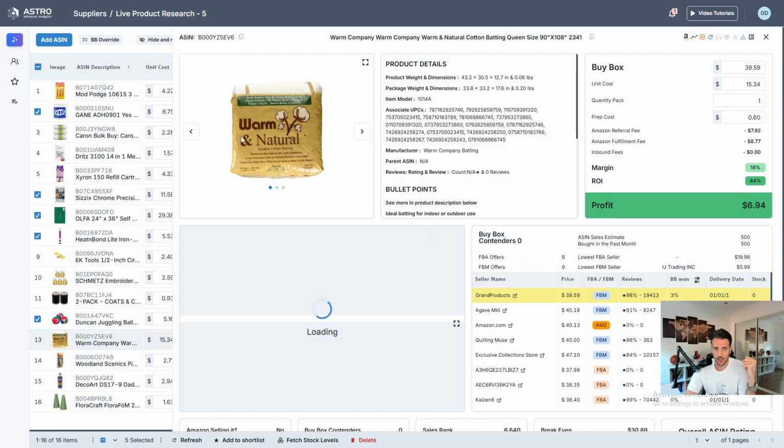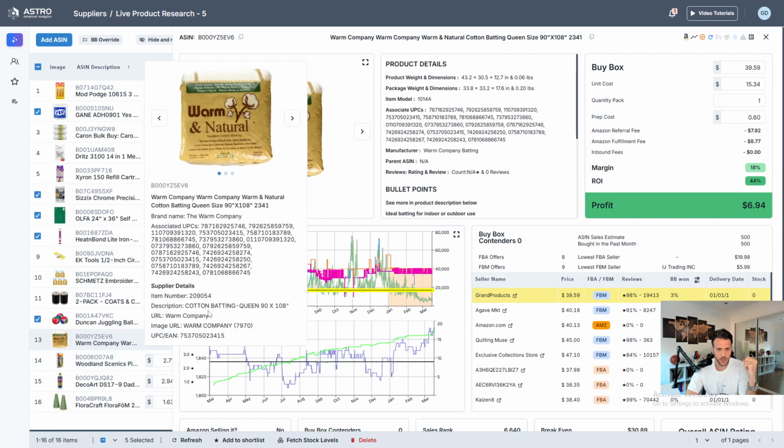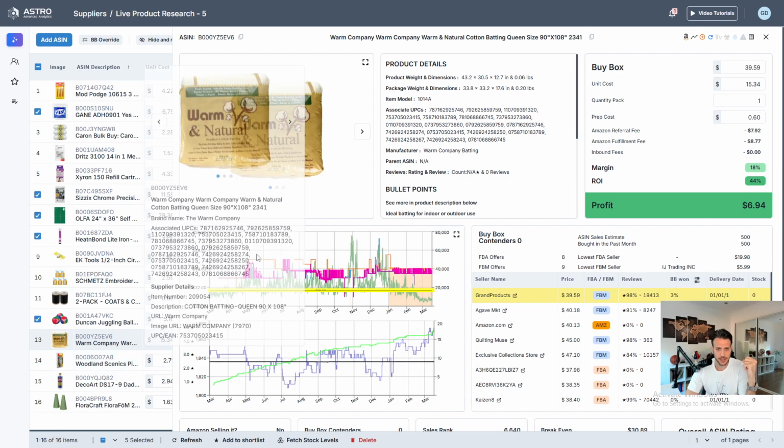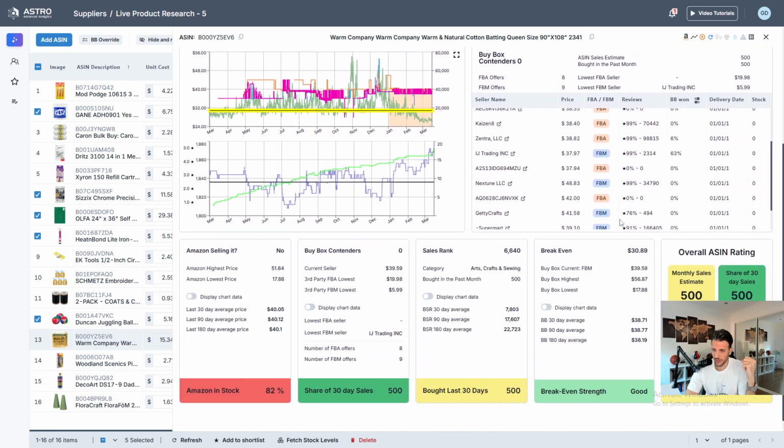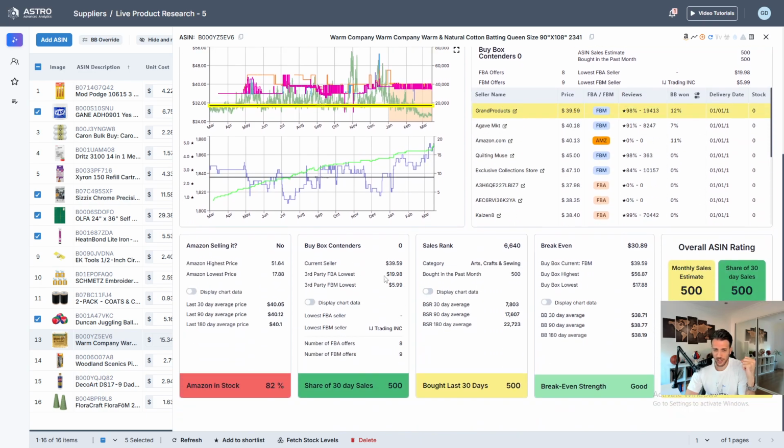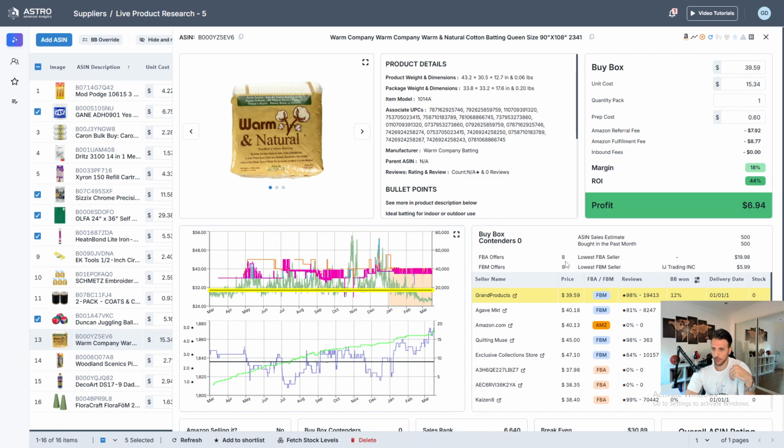Okay, so what's this one? Cotton batting 1-pack. Okay, just looking at the data over here, $6.94 worth of profit, very profitable. A bit of Amazon in its most recent history. Let's check out the data here. Nice even spread of the buy box. Doesn't look like there's one seller dominating too much. It seems okay. Good break-even strength, not too many sales, but it seems like a product that we could probably get.